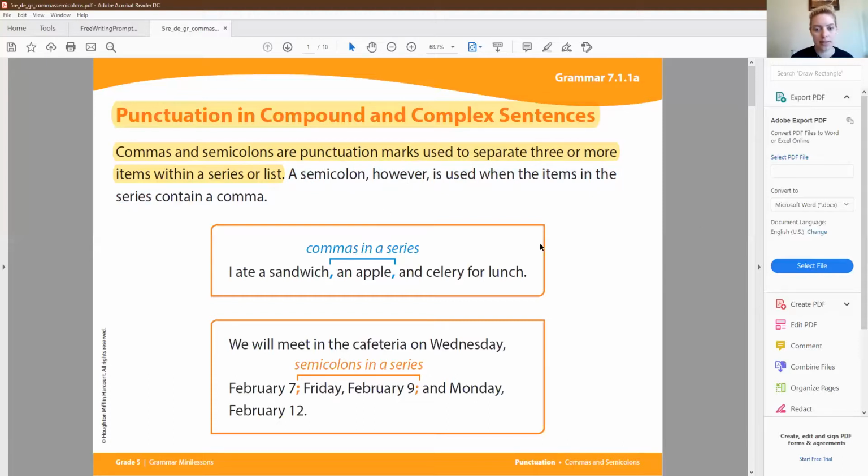All right, so let's look at a couple examples. Again, if you're not done, make sure you pause the video and you can replay it. So commas in a series, okay? Go ahead and write this example down. I ate a sandwich, an apple, and celery for lunch, okay? So in this sentence, we can see that we have two commas. We have a comma here separating sandwich and apple, and a comma here separating apple and celery, okay? Because we are listing three things that the person ate for lunch. So we use a comma to separate them. Just like we just talked about, when you're listing your three reasons, you should use a comma to separate those.